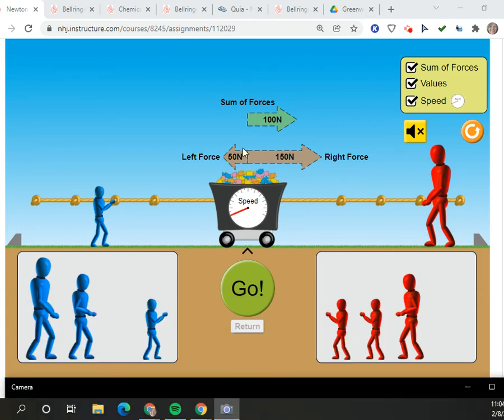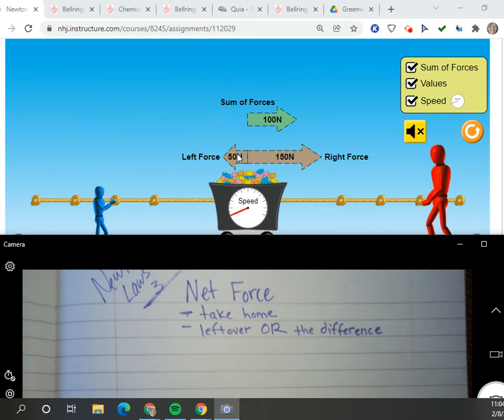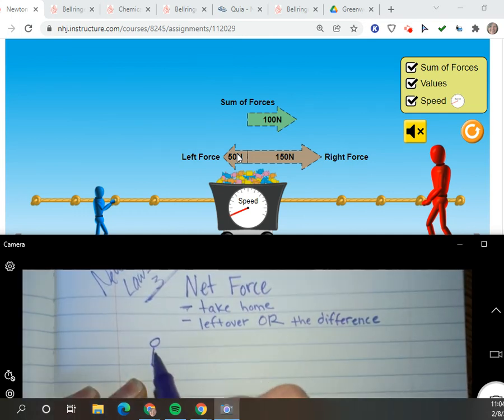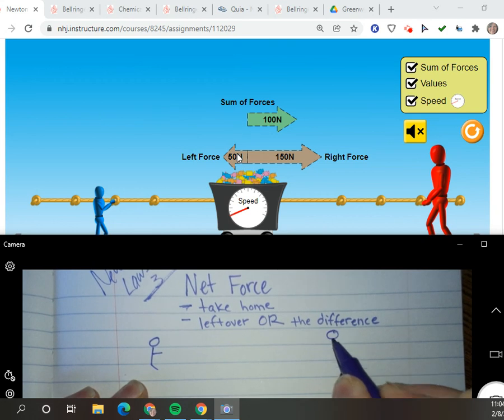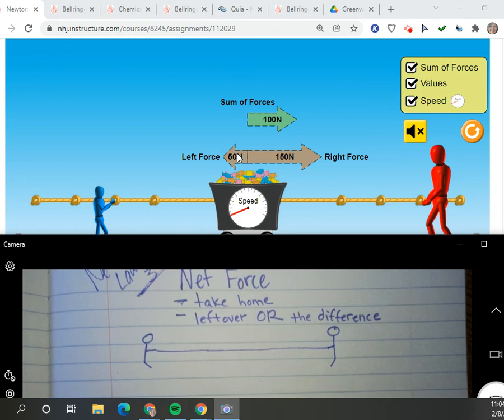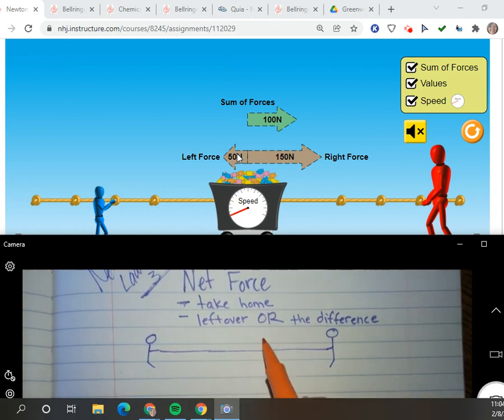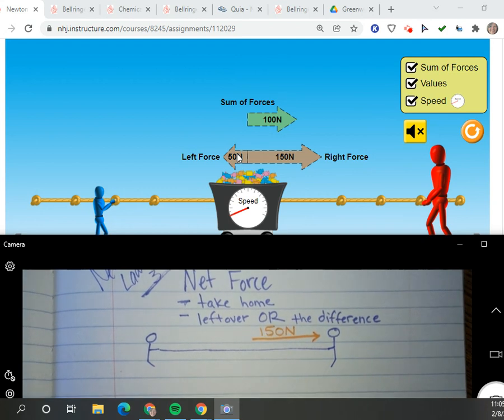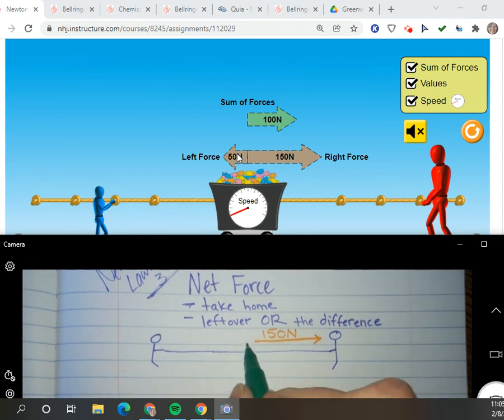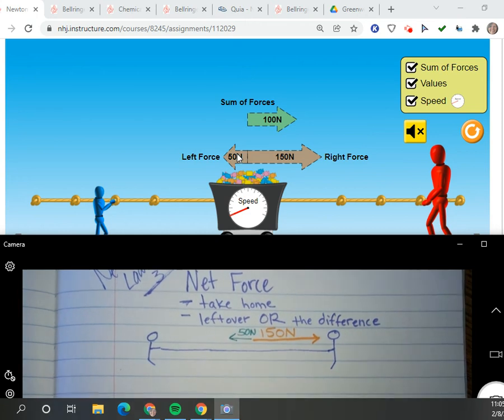Let's consider, if you remember when we talked about vectors, we talked about how almost always to the right was going to be a positive number and to the left was going to be negative. So let's consider that in our notebook. I'm going to draw a little picture to remind us. We have one guy on the left, one guy on the right, and our rope in between. For this scenario, the red guy on the right has 150 Newton force to the right. To the left, we have a 50 Newton force.